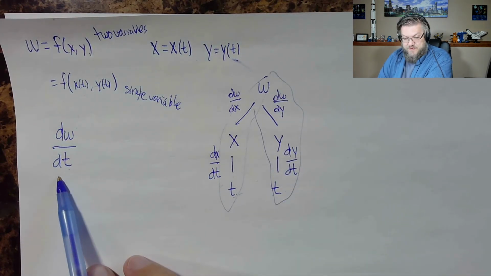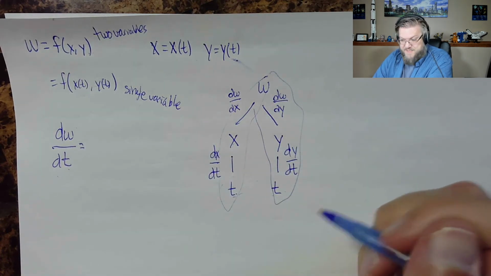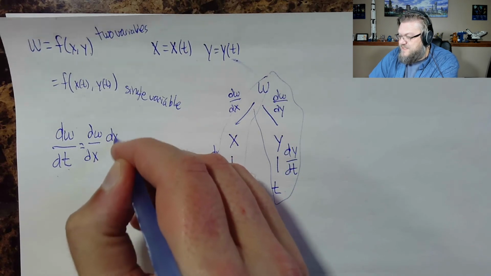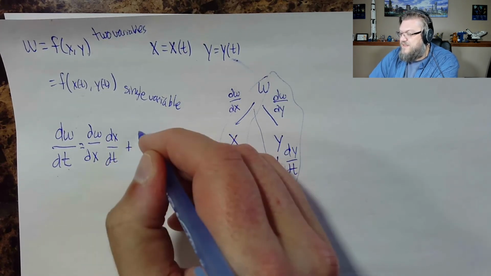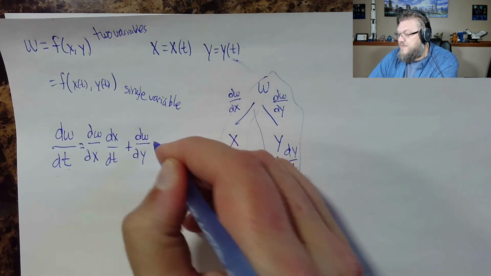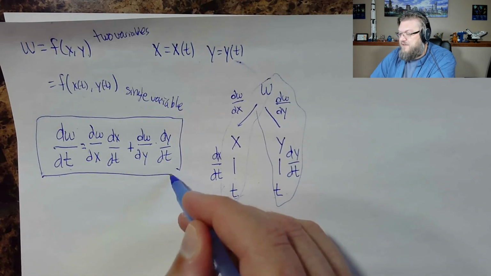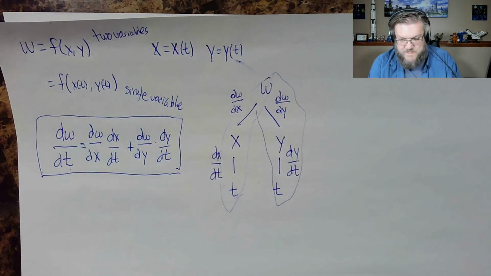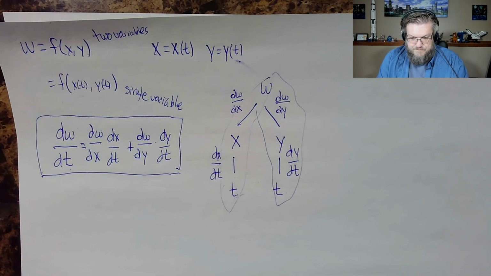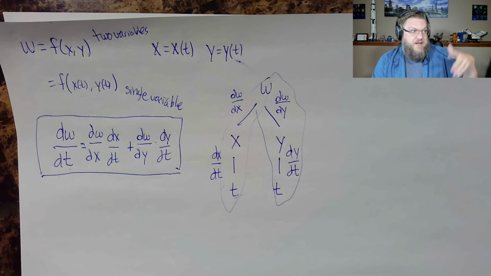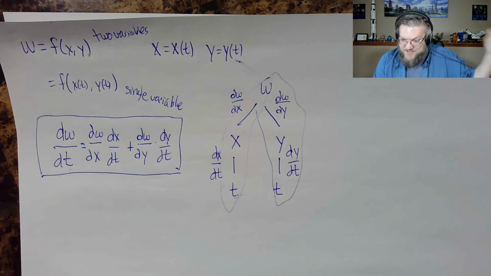So my chain rule for this case is two pieces. It's going to be the partial of w with respect to x times dx dt, plus the partial of w with respect to y times dy dt. That would be the chain rule in this scenario. See that? And so the chain rule changes depending on the scenario: how many variables a function has, and how many variables those functions are functions of.